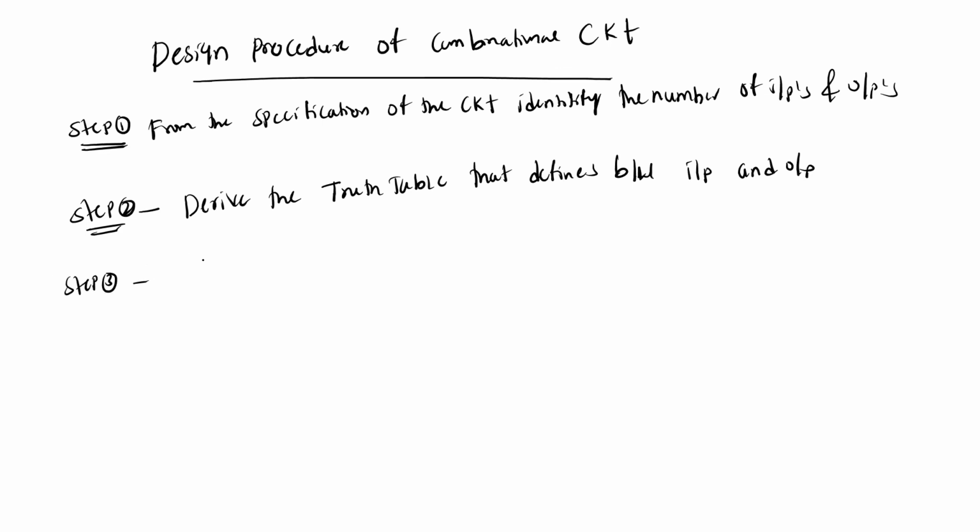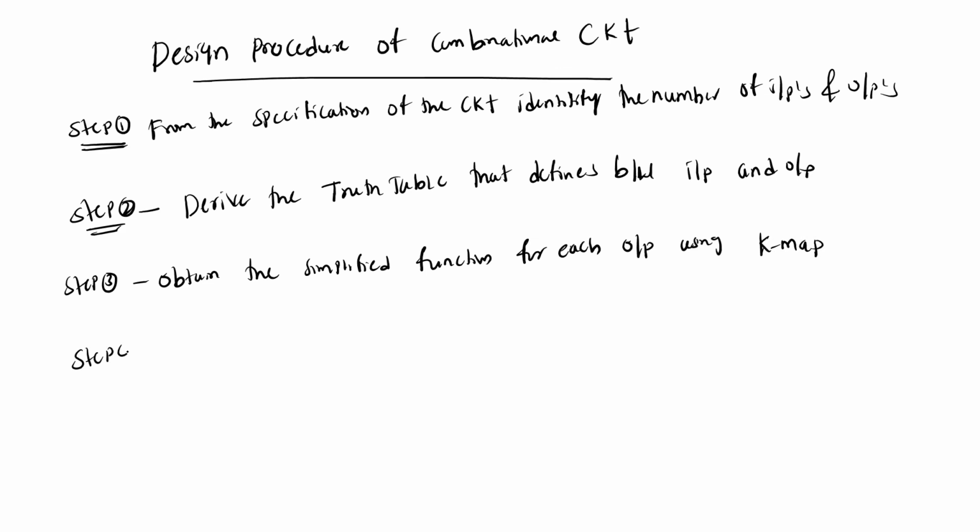Okay, and next, step 3: obtain the simplified Boolean function for each output using K-map, Karnaugh map. K-map we already seen, no? And step 4: draw the circuit using logic gates. Okay, so this is the procedure.